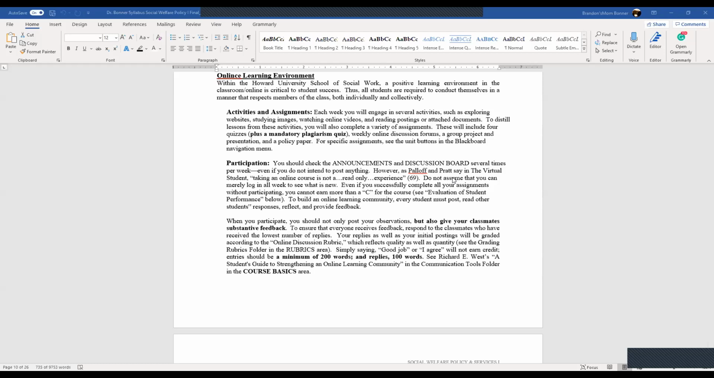So when you are replying to my prompt, you must provide at least 200 words to answer. You can certainly go over that, but the minimum is 200. And each reply to your colleague or classmate should be 100 words. If you look in the syllabus here, you can read, this is evidence-based in terms of, really anything under that is not going to get the job done.